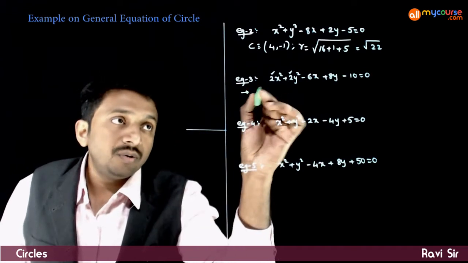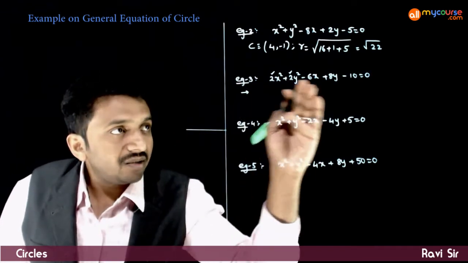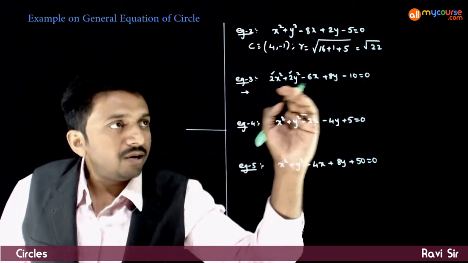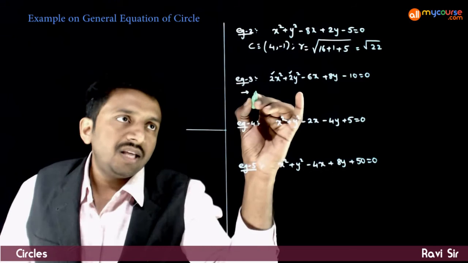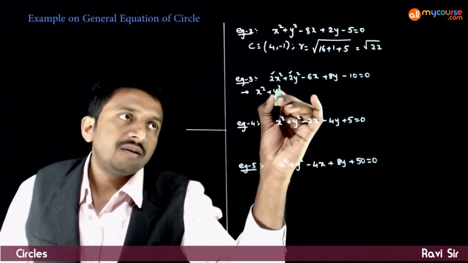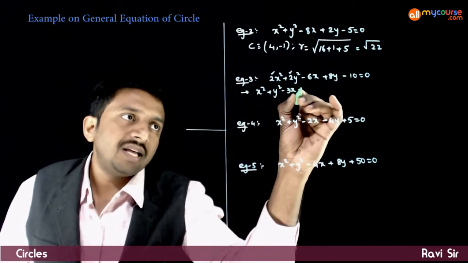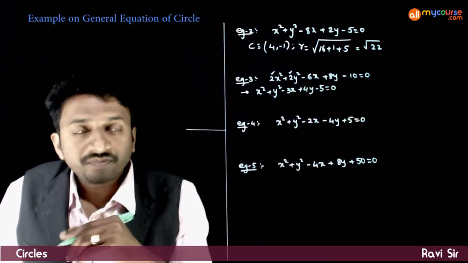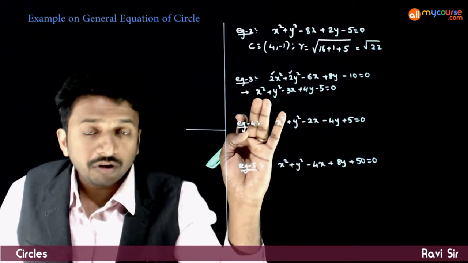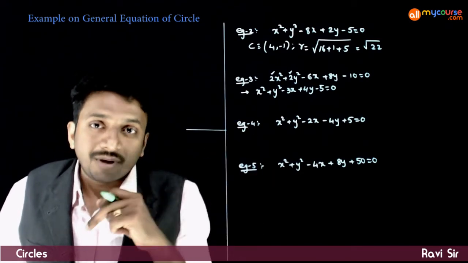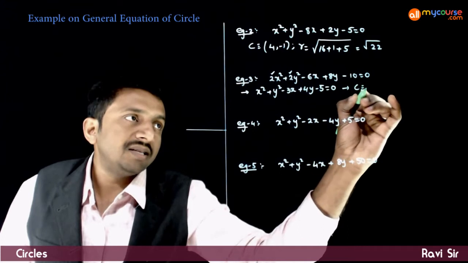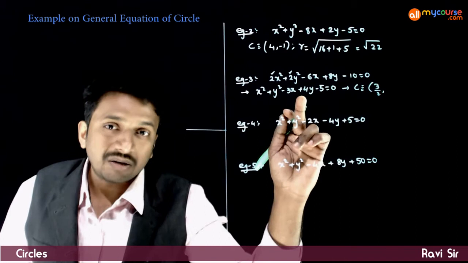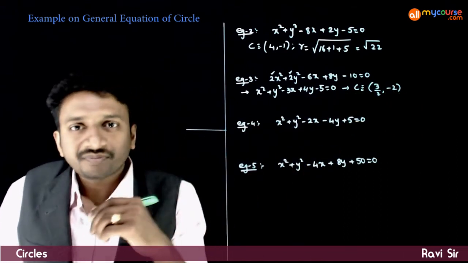So first, let us divide the whole equation by 2, because if this is equal to 0, this divided by 2 will also be equal to 0. So the equation becomes x square plus y square minus 3x plus 4y minus 5 is equal to 0. Now both the coefficients are 1. You can apply the formulas. So the center is 3 by 2 comma minus of y coefficient by 2, which is minus 2.